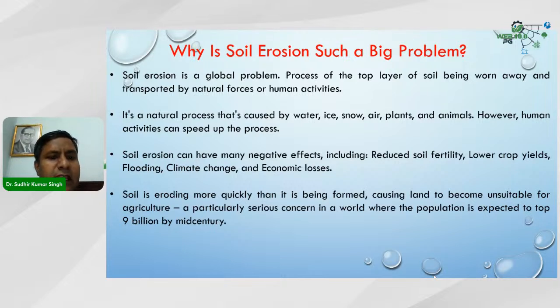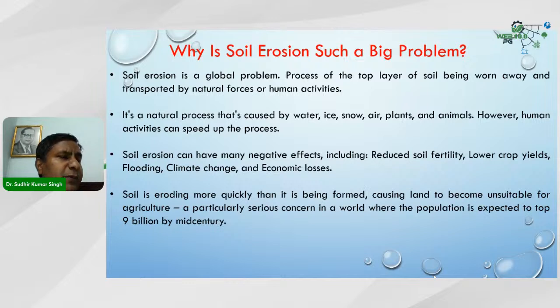So soil erosion can have many negative effects like reduced soil fertility, lower crop yield, flooding, climate change, and economic losses. Soil is eroding more quickly than it is being formed, because it takes hundreds or thousands of years to become a soil particle. So if the top layer is removed, the sustaining property of soil for crops is going to be reduced, and how are we going to feed the 9 billion people around mid century?